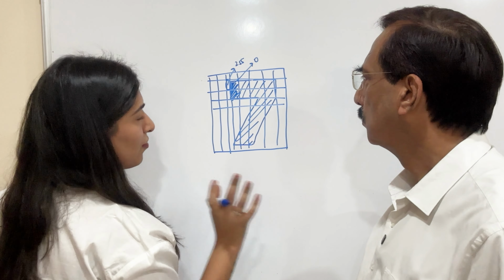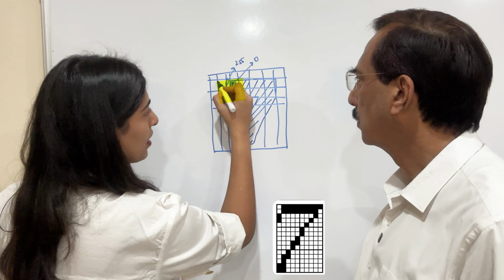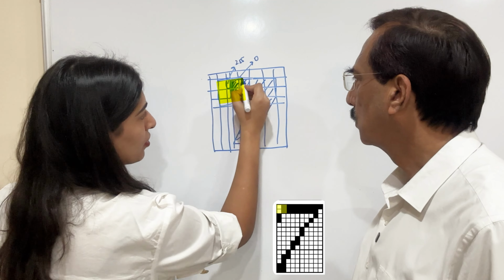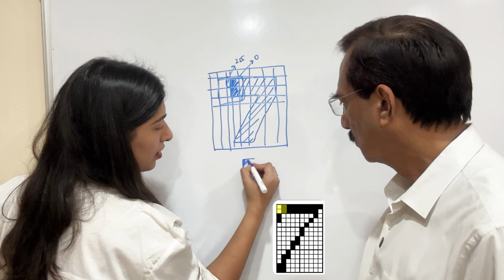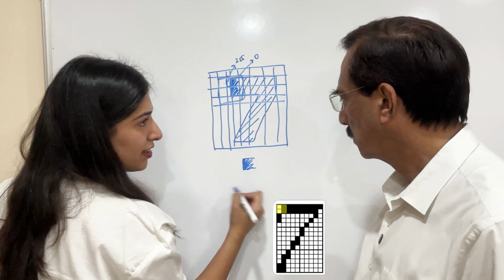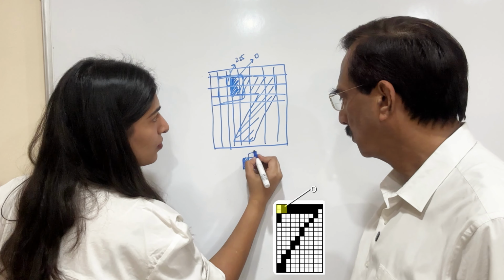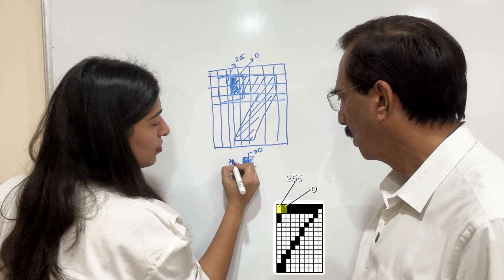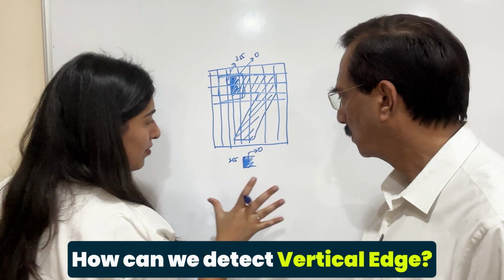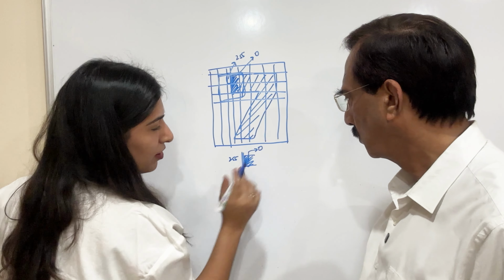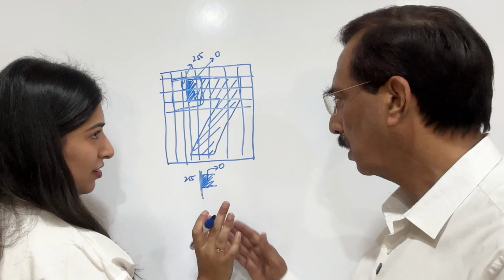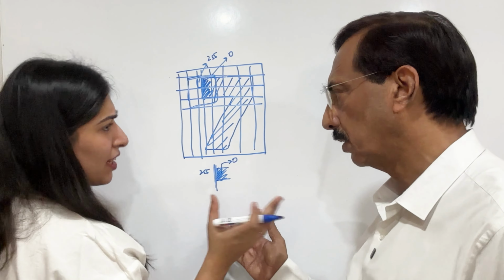So now let's just consider this part. There is one edge that is starting over here. The color over here is black, but over here it is white. So here the value is 0 and here the value is 255. How can we detect that there is one vertical edge coming over here? I think as soon as the value abruptly changes.